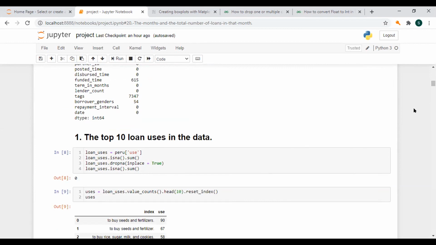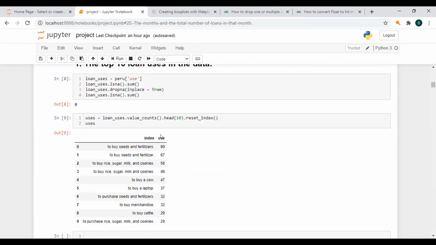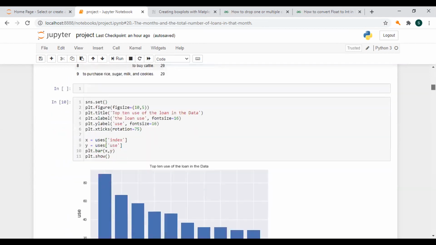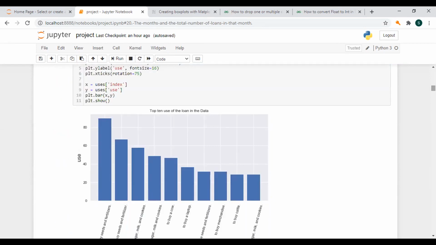Then for the top users, so the ones which are the highest use, I did use the value count because it's the number of times or the frequency. So the top one was to buy seeds and fertilizers, which had 90, then to buy seeds. So the first one was to buy seeds and fertilizers. Then the second one is to buy seed and fertilizer. So I think Python did read them as different ones because of the S at the end and all the way down. Then I did visualize it using a bar plot.